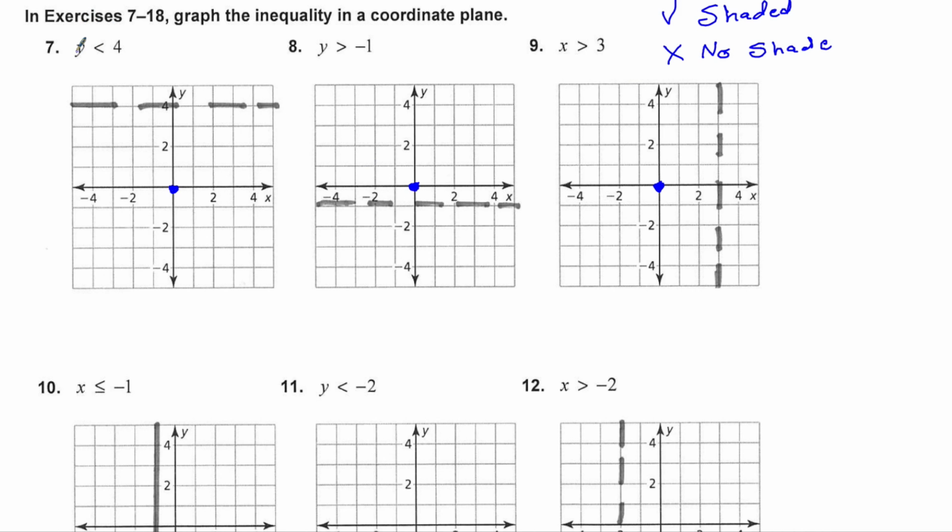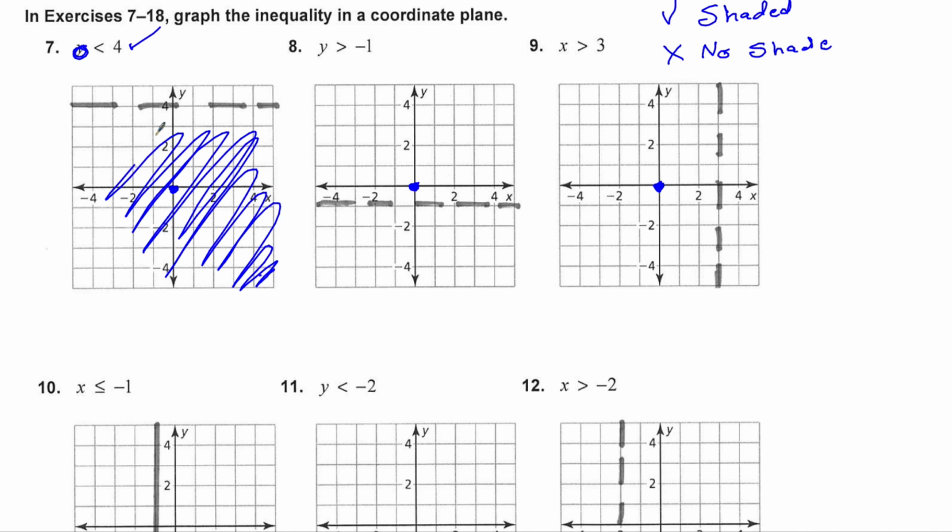So let's try it out. Here we only have y, so we're going to plug in a 0 for y. Y is less than 4. Is that correct? Yes. Y is less than 4, which means it needs to be shaded. So we're going to shade that side of the line. Okay? That side of the line.